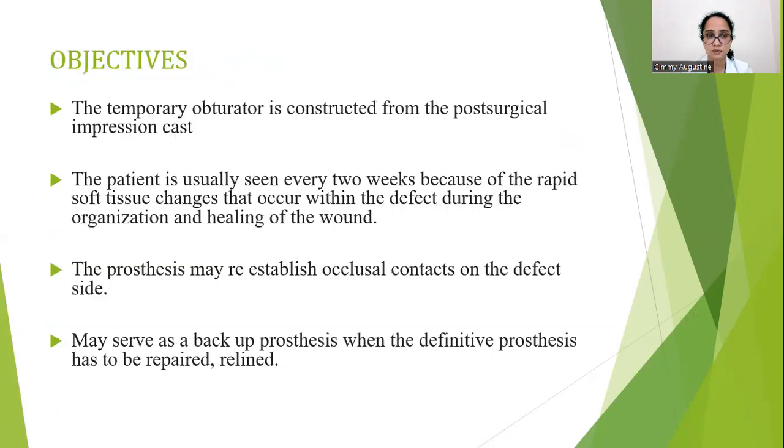So what are the objectives? The objective is to construct it after surgery. The surgical obturator was constructed for surgical patients. After initial healing is done, the interim obturator is fabricated and placed. The patient has to be seen every 2 weeks, because tissue changes occur with the defect and healing.